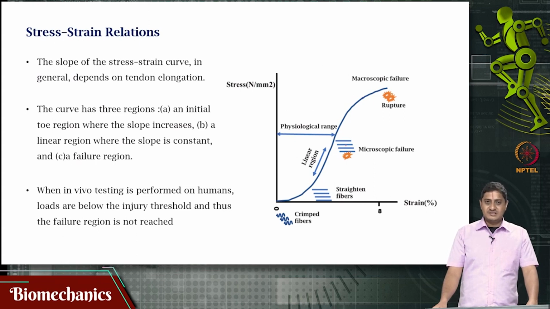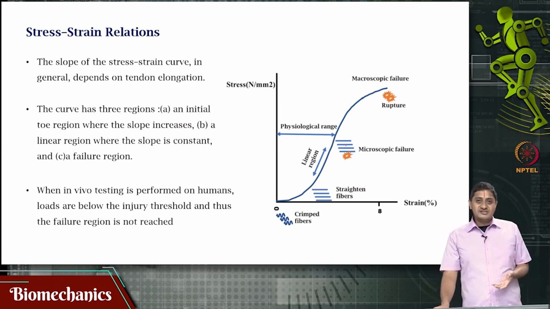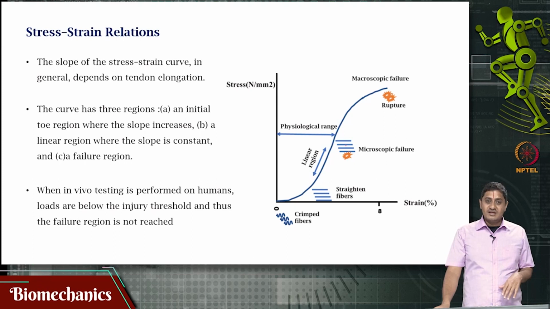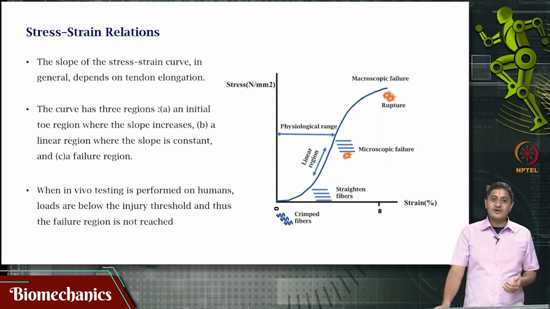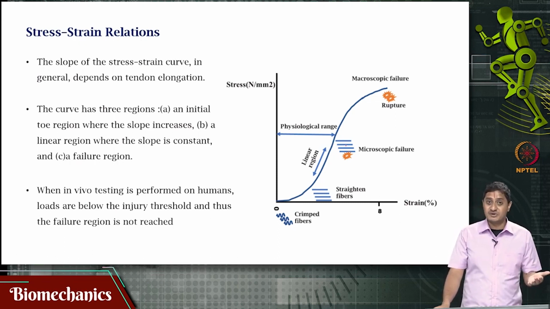Unlike engineering materials, for a tendon, the slope of the stress strain curve in general is a function of the deformation of the tendon. So that means very clearly that this is not an elastic material. So this is not going to have a modulus. Why? Because the slope of the stress strain curve is the modulus. If the slope is a function of the deformation, that means what?